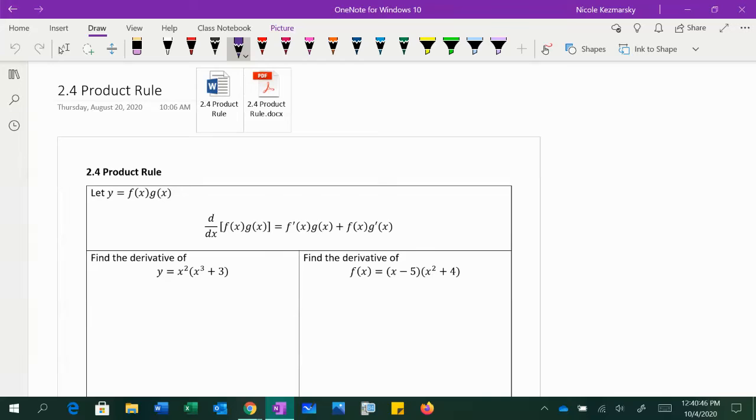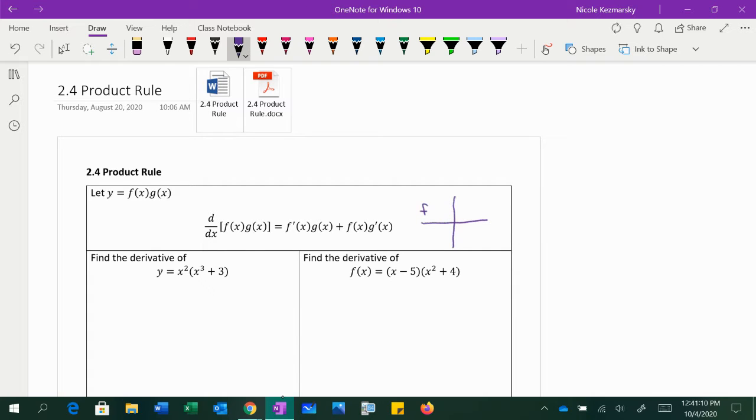This is 2.4, the product rule. So this is the same product rule that we covered when we were doing Unit 1. But in Unit 1, we were only using function notation. In this section, we will define our functions using function equations. But just as a refresher, to do the product rule, we use the box.